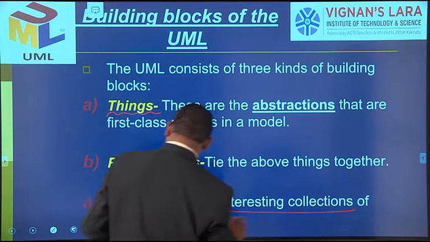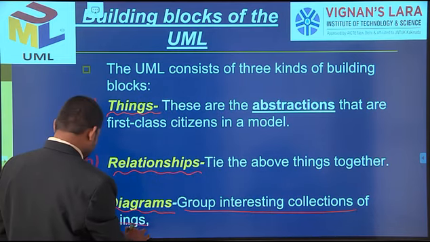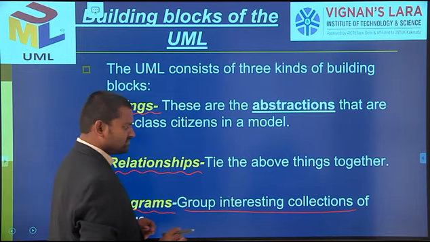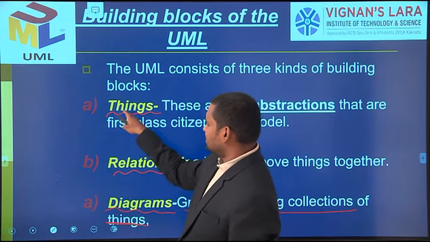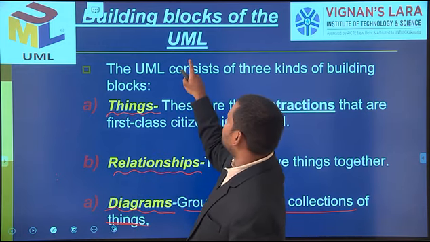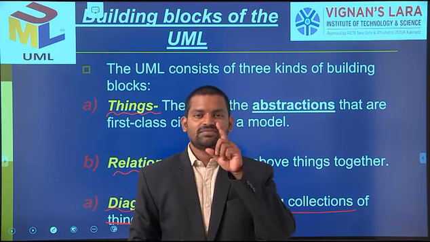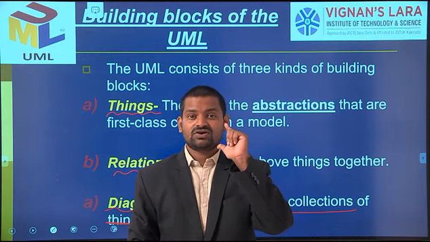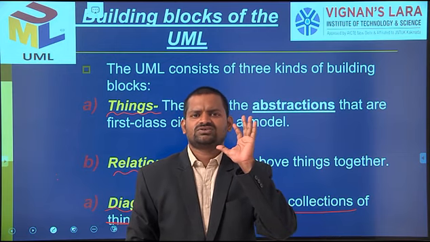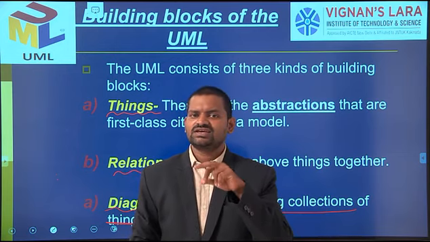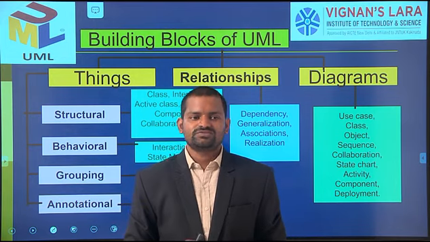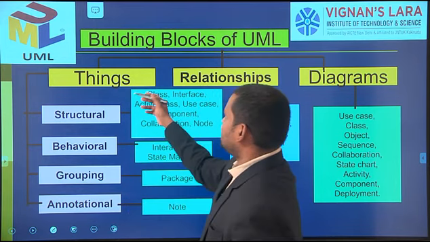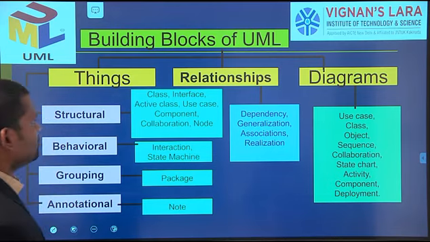A grouping of an intensive collection of things, we simply call diagrams. Things, relationships, and diagrams are the building blocks of the UML, Unified Modeling Language. With the help of the Unified Modeling Language, we establish object-oriented analysis and design. See, the building blocks are things, relationships, diagrams.